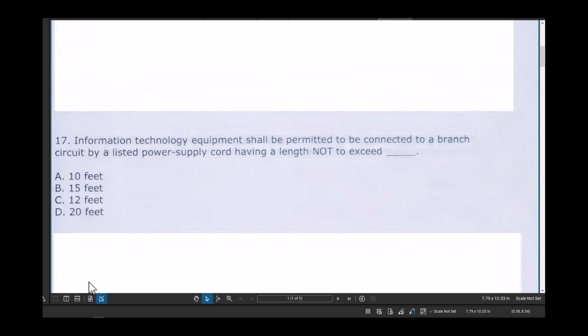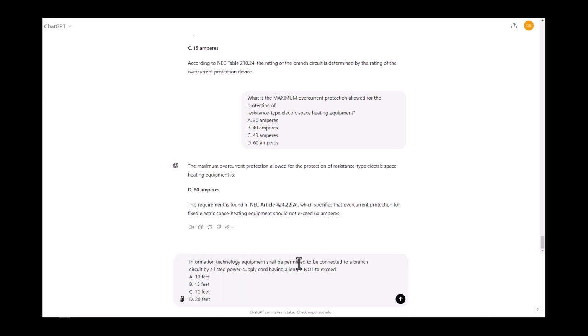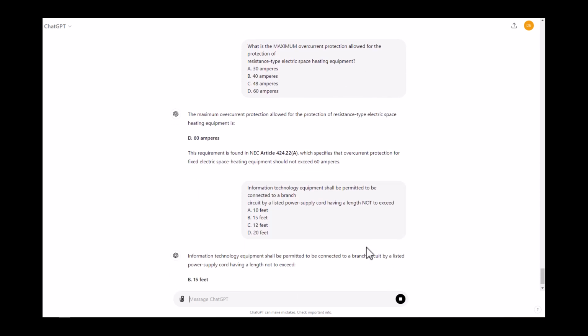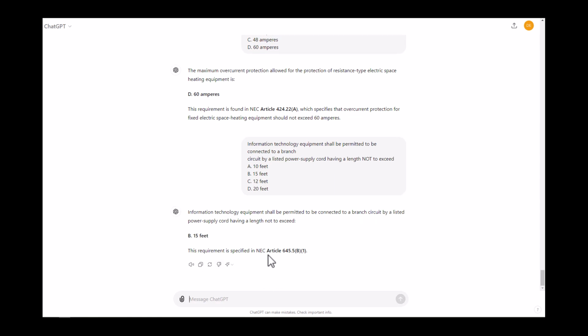Let's go to ChatGPT, and I already put the question here. 15 feet, which is article 645.5(B)(1), which is the correct answer. See you guys in the next question.